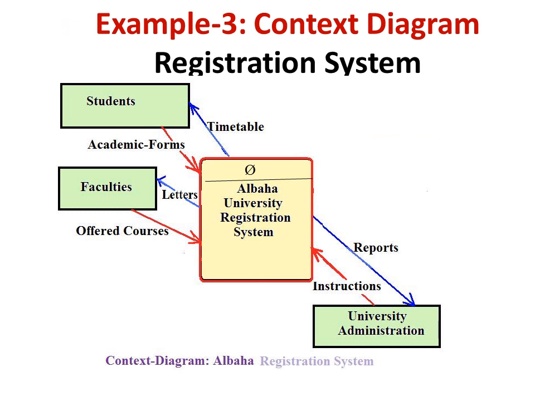Another example of a context diagram is for the Al-Baha University registration system. As you can see, the main system is in the middle, and the ID is zero, which means it's a context diagram, and there are three external entities: students, faculties, and university administration. You can see all the flows are labeled.